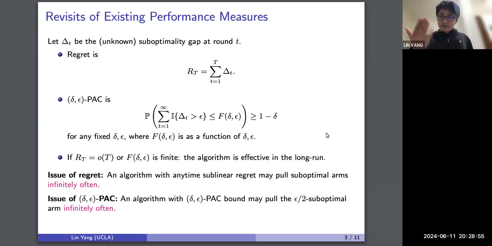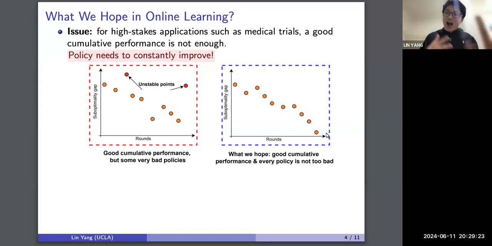Suppose the algorithm has a good delta-epsilon bound, but this measure does not bound the total of suboptimal plays if you change epsilon to epsilon over 2. You may play infinitely many epsilon over 2 suboptimal arms. So in both cases, you can trick this bound by adding some very bad plays in the algorithm, and it still looks good. That obviously is not a good thing, for instance in some high-stake applications such as medical care.